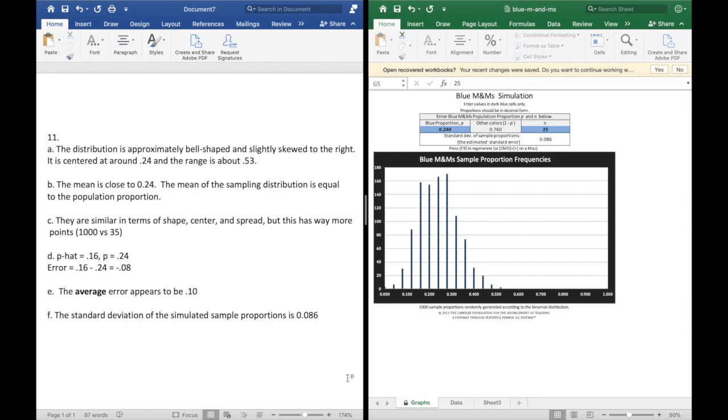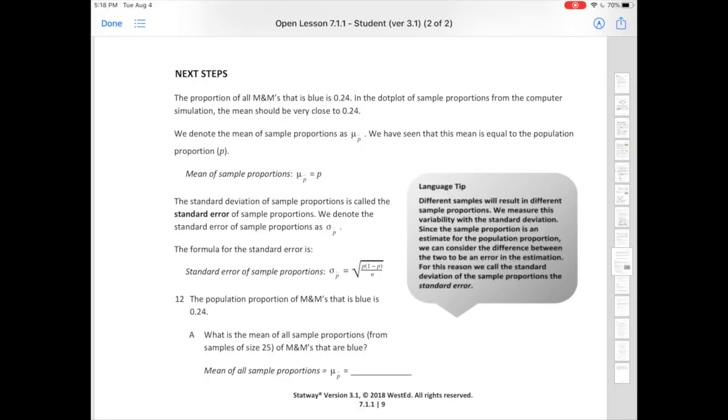Okay. So we are going to go on to the next steps. The proportion of all M&Ms that is blue is 0.24. In the dot plot of sample proportions from the computer simulation, the mean should be very close to 0.24. So this is not a coincidence that the 0.24 that we put in the simulation matched the middle of that bell curve. That is the whole point of this lesson, is to understand this fact.